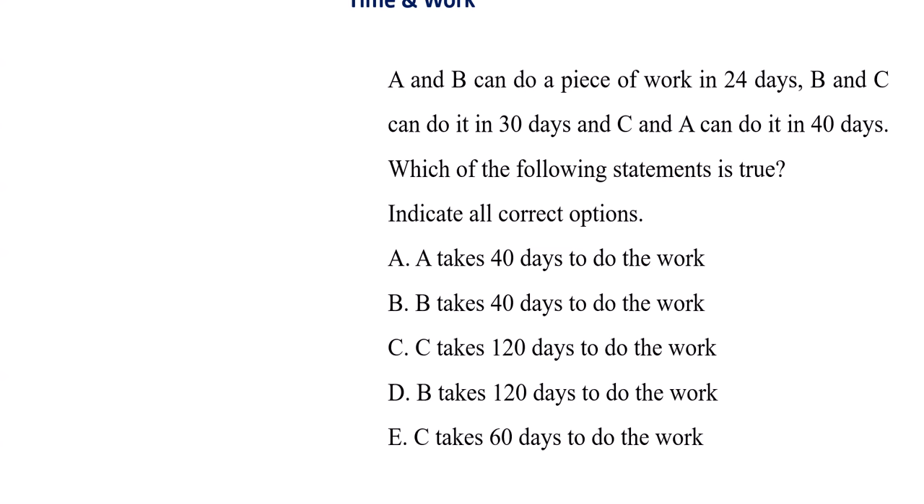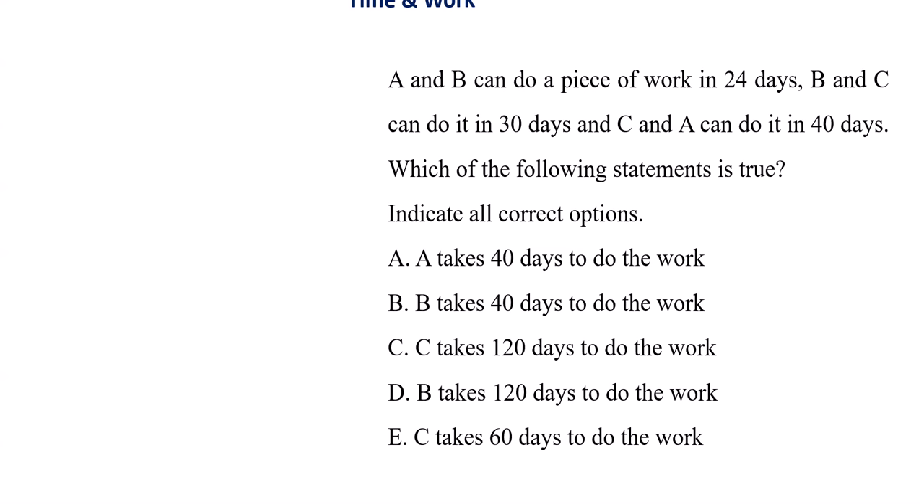A and B can do a piece of work in 24 days. B and C can do it in 30 days. C and A can do it in 40 days. Some work. A and B 24, B and C 30, C and A 40. Which of the following statements are true actually? Indicate all correct options. Okay, there are multiple correct answers possible in this, so we have to work on it.